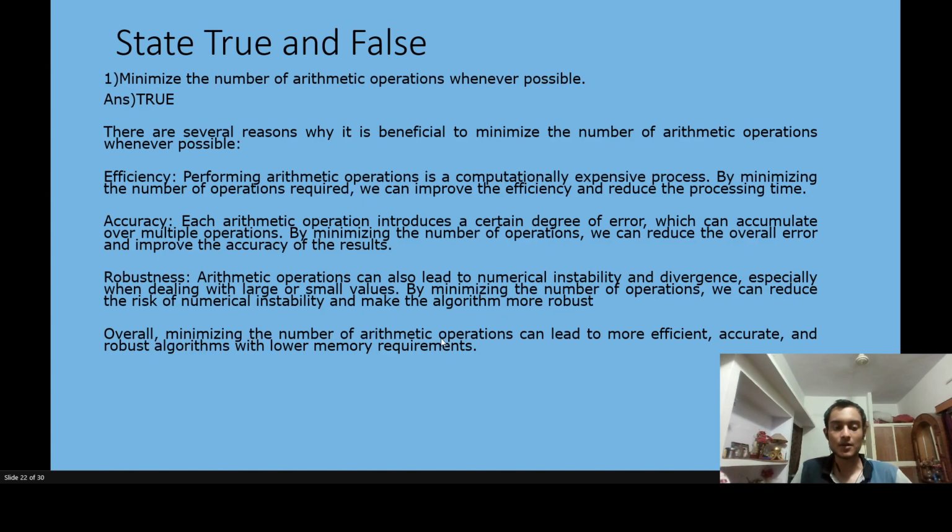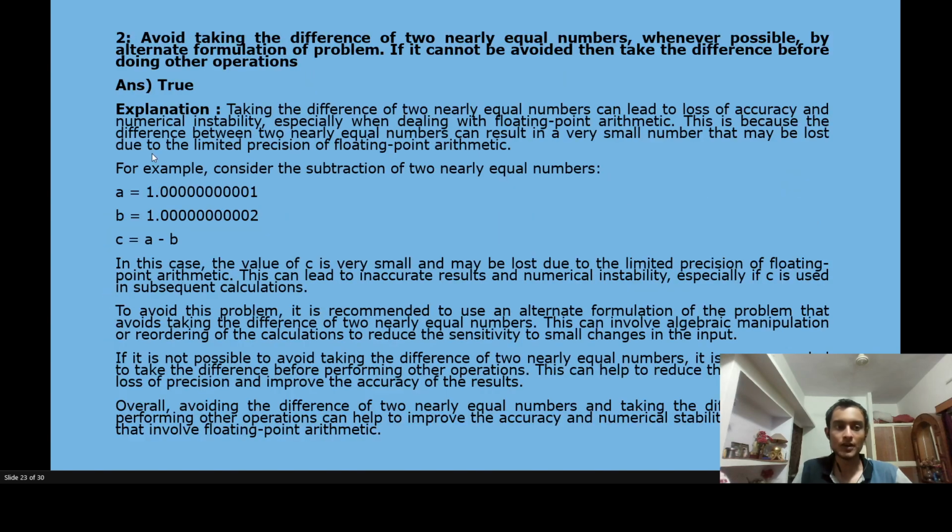Overall, minimizing the number of arithmetic operations can lead to a more efficient, accurate, and robust algorithm with lower memory requirements. Second statement: avoid taking the difference of two nearly equal numbers whenever possible by an alternate formulation of the problem. If it cannot be avoided, then take the difference before doing other operations.